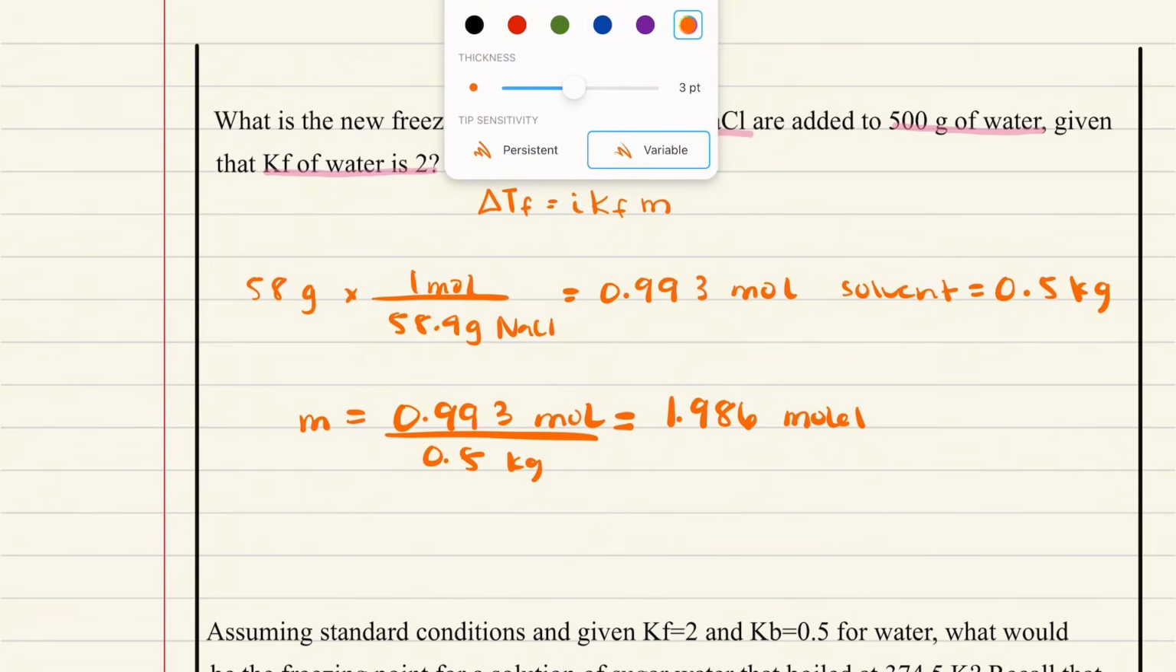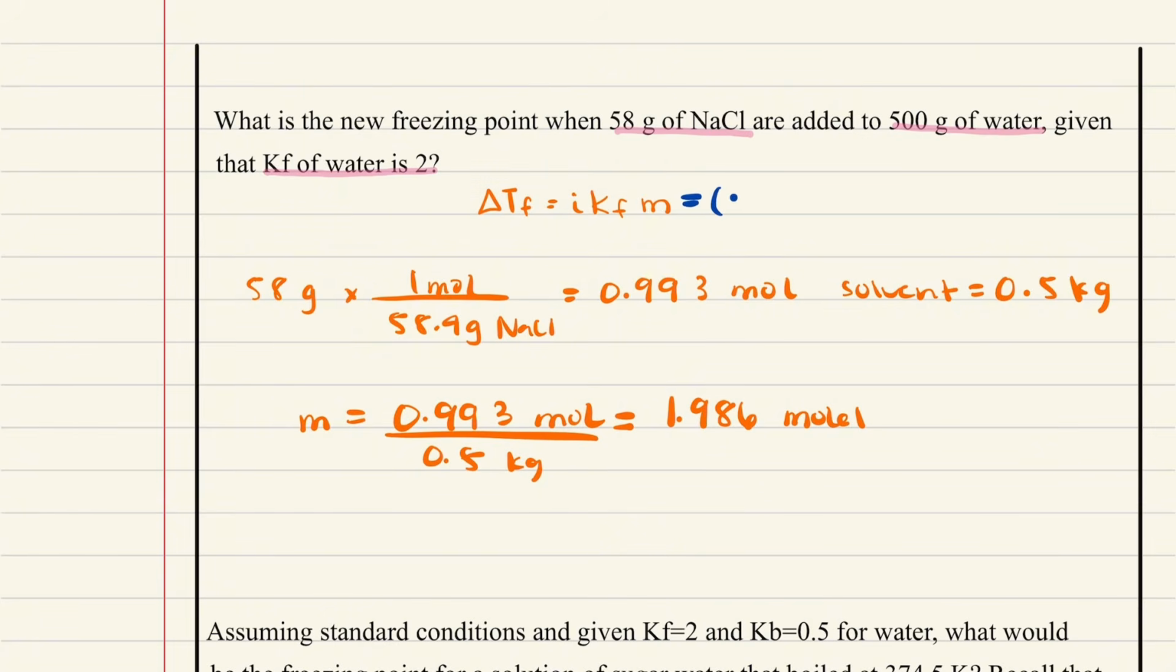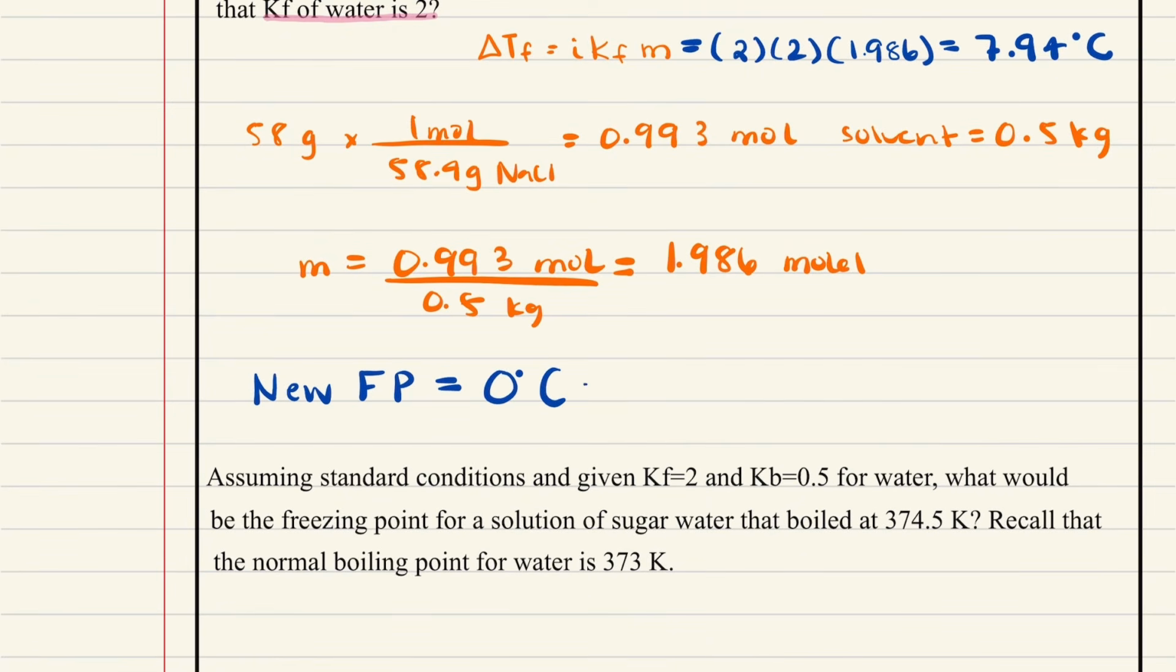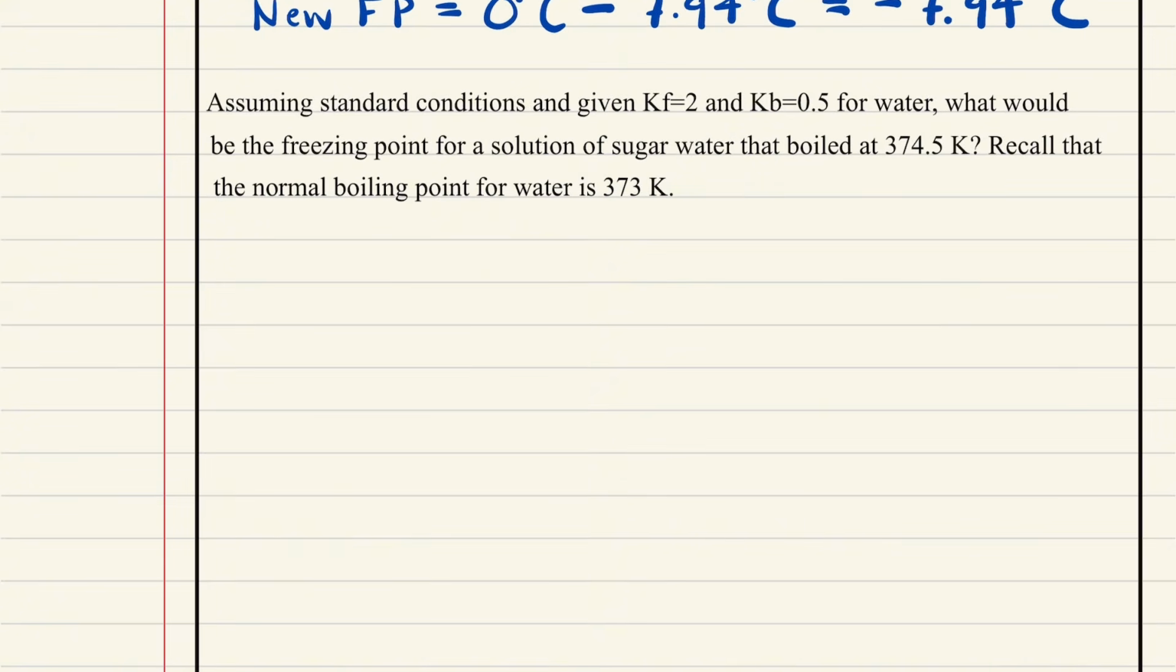Then we're going to plug things into our freezing equation. Delta Tf equals i times Kf times m, and that is equal to 2 times 2 times 1.986. And this gives us 7.94 degrees Celsius. With that, we can now find the new freezing point. That's going to be equal to the pure value, which is 0 degrees Celsius, minus 7.94 degrees Celsius. So the solution now freezes at about negative 7.9 degrees Celsius. With that, we can move into our last and final problem for this lecture.